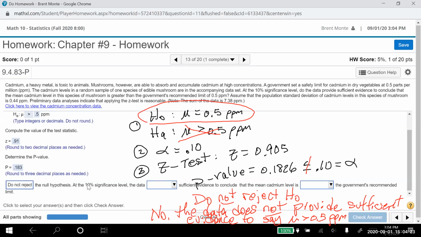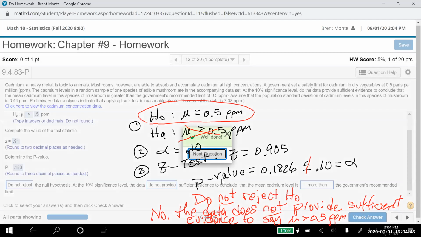At the 10% significance level, the data do not provide sufficient evidence to conclude that the mean cadmium level is more than the government's recommended limit. So notice again, the conclusion is all in terms of the alternative. The decision in terms of the null, the conclusion in terms of the alternative. All right, so got that.